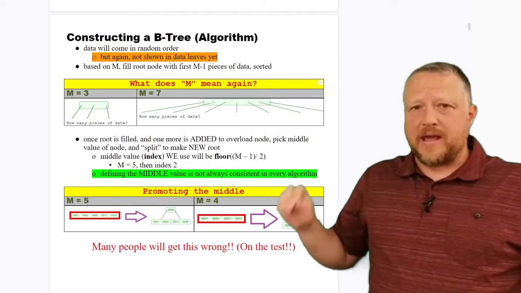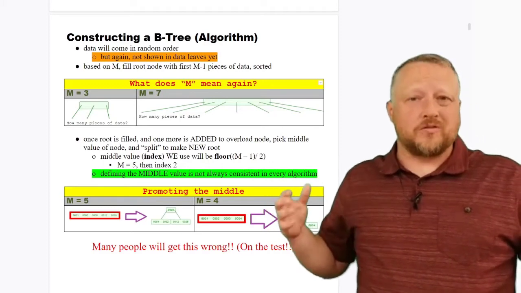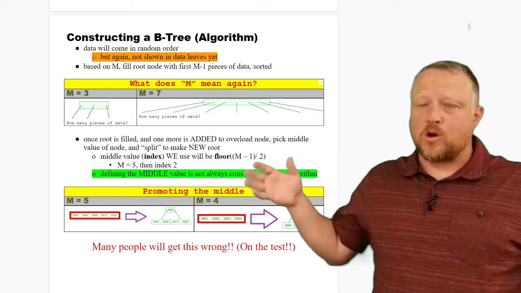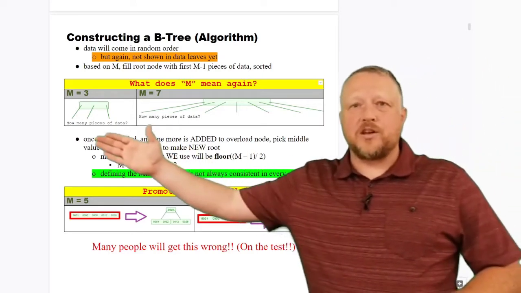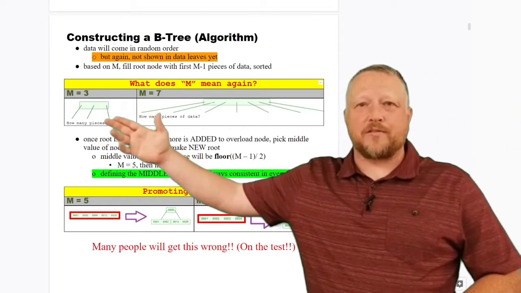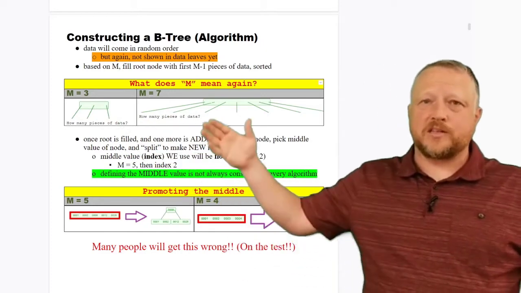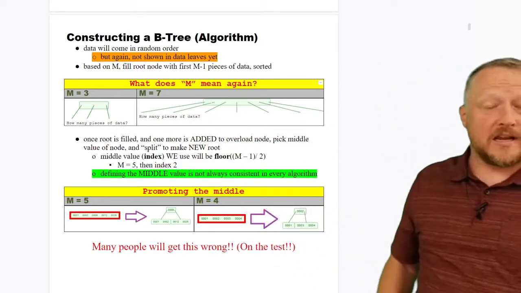Now, it's all based off of your original value of M. And what is M again? M is the number of kids that we can have. 3 for this one, so we can have a maximum of 3 kids, and an M of 7. We're going to have a lot of kids with that.